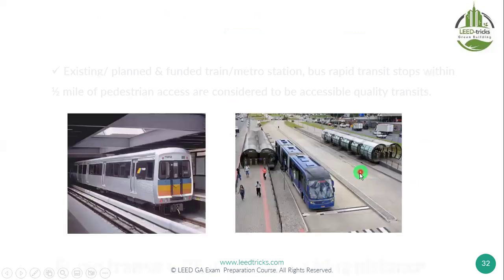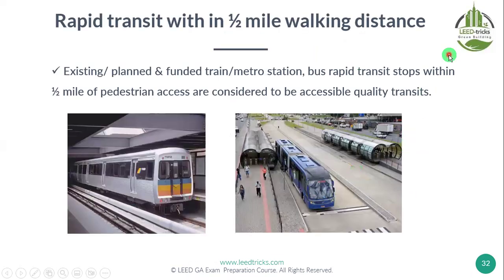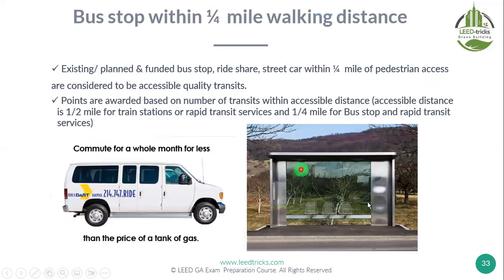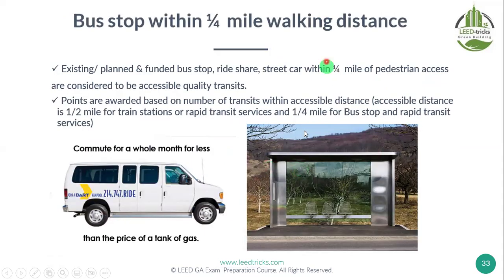So the strategies here, you need to remember the numbers, the requirements. Locate within half-mile walking distance of a bus rapid transit BRT or train station, half mile, because these are major terminals. If it's a bus stop, it should be quarter mile. A bus stop is just a small stop, on the route there are many stops, so it should be quarter mile. You need to remember this.